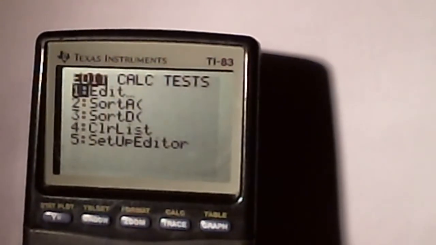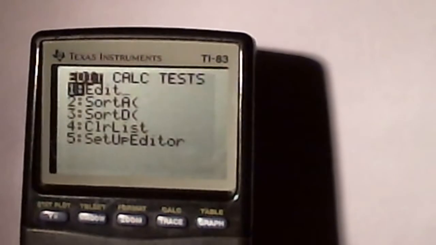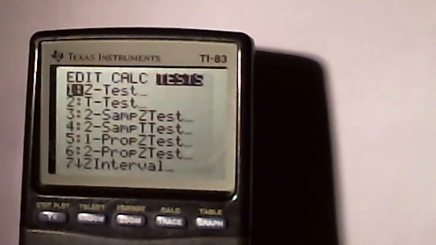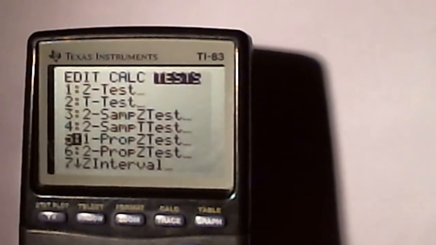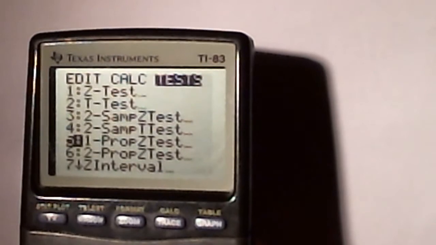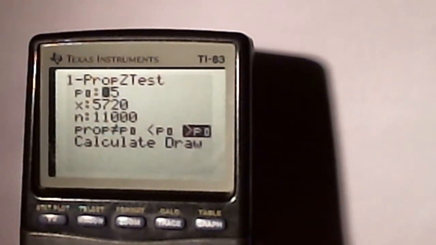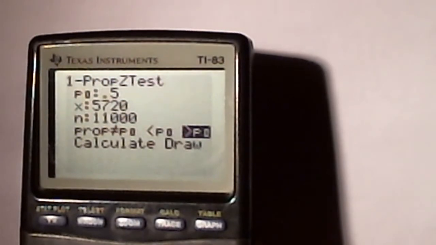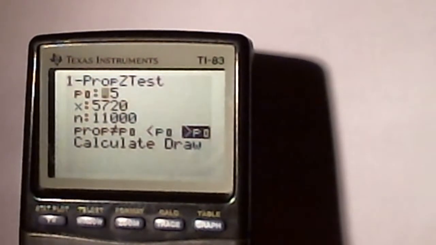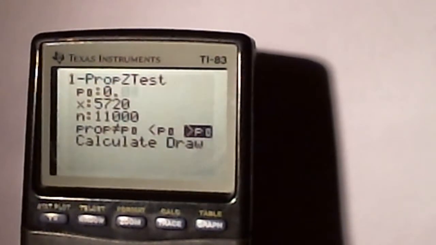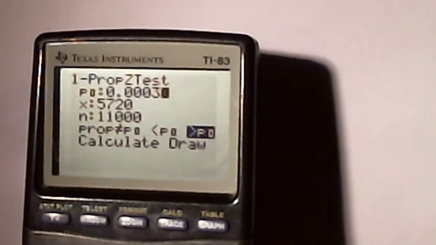Okay, so to conduct this two-tailed test, we hit our stat button. We go over to tests. Then we go down to the one prop Z test. That's short for one proportion Z test. Dive into the one prop Z test. Now, p sub 0 is the purported population proportion under the null statement, which for this problem is 0.000340.